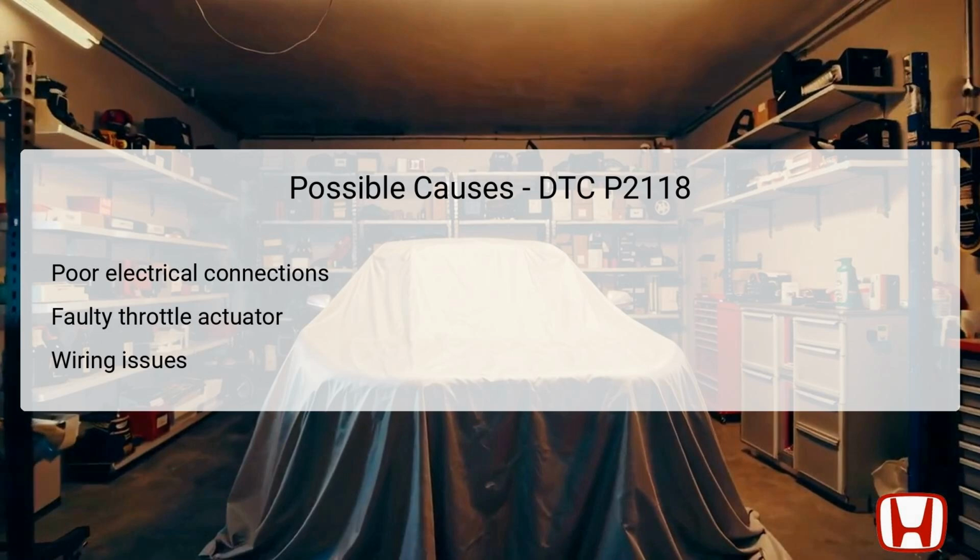Wiring issues such as shorts or breaks in the harness, particularly between the ECM and throttle actuator, may lead to intermittent signals causing the error code to be logged. Finally, issues related to grounding can also be significant in these failures, as poor grounding can result in erratic behavior of the throttle control system, further complicating the diagnosis.